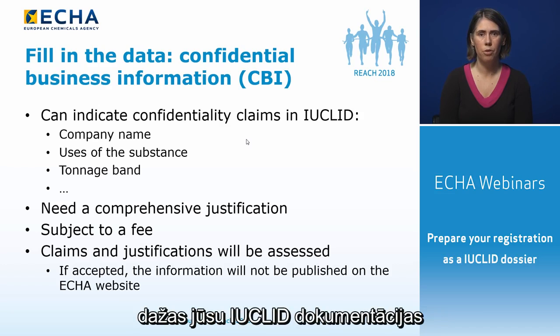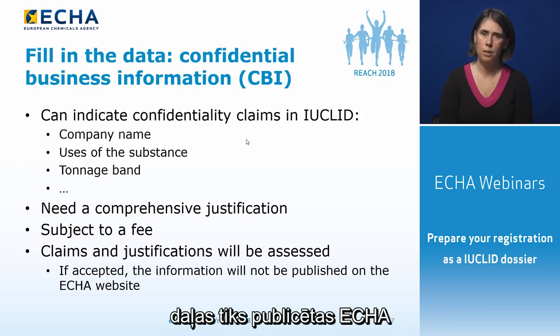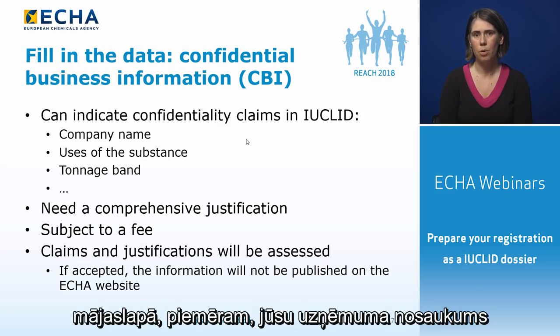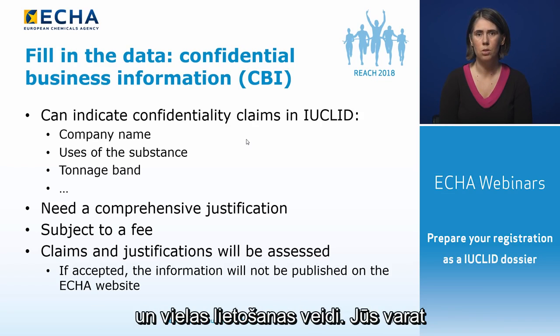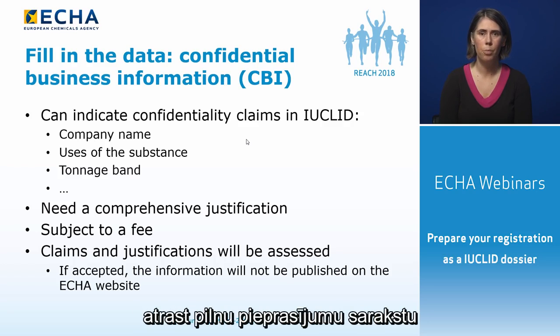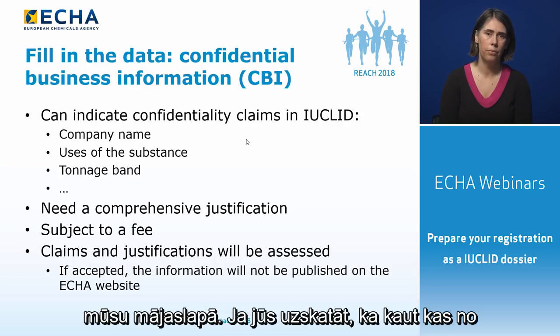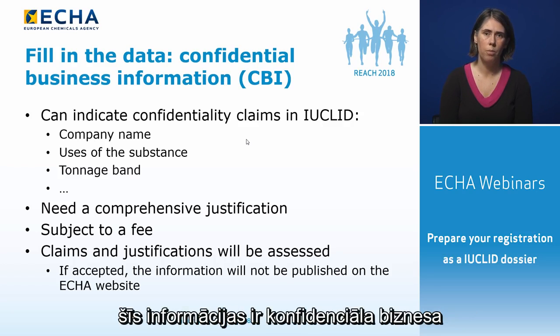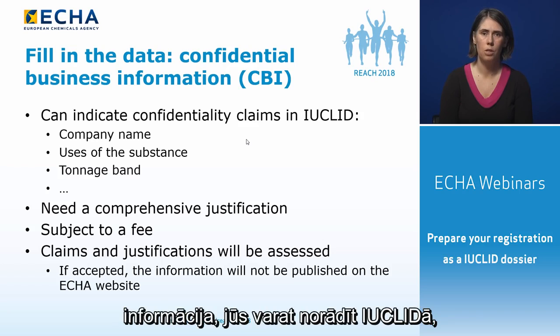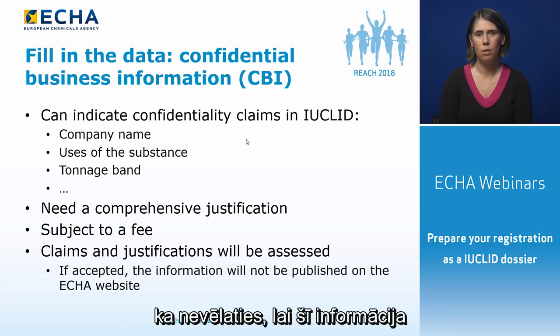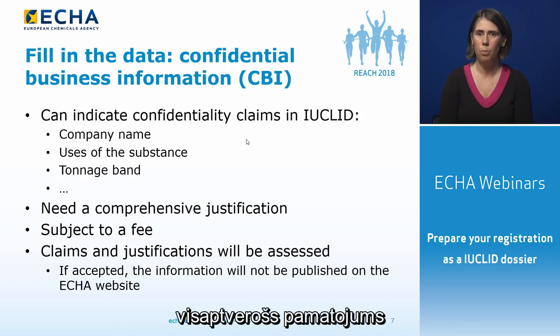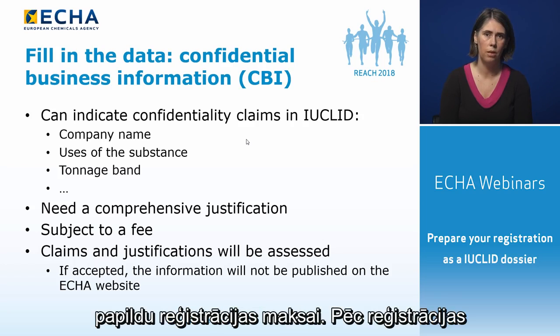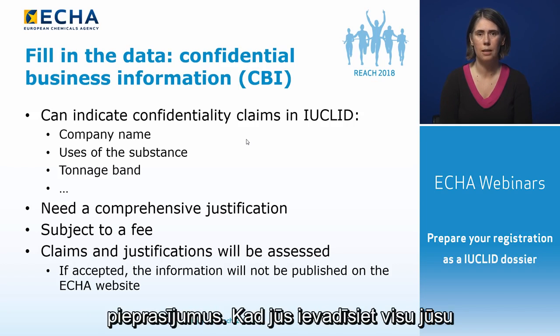Remember that some parts of the information in your IUCLID dossier will be published on the ECHA website, such as the name of your company and the uses of the substance. You can find the full list of possible claims on our website. If you consider some of this information to be confidential business information, you can indicate in IUCLID that you do not want this information to be published. You will then need to enter a comprehensive justification in IUCLID and pay a fee in addition to the registration fee. After registration, we will assess all your confidentiality claims.